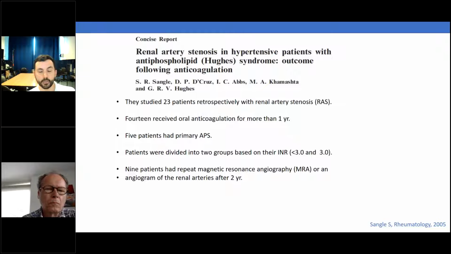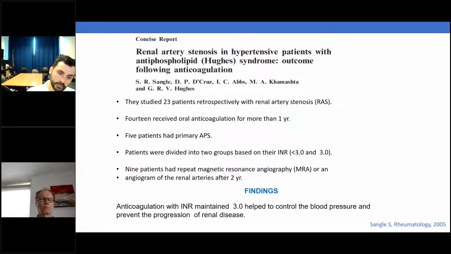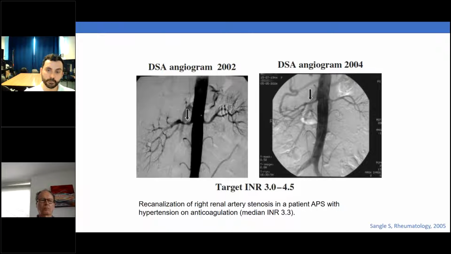Again, at that time, prospective data were still missing in this syndrome, and they retrospectively collected from the same group of patients those who received anticoagulation for at least 1 year. So data from the same group, and Shiri Sangol was the fellow leading the study at that time. They found that those patients in whom the anticoagulation was maintained with an INR around 3 were those in whom blood pressure control was achieved more easily. Again, this is anecdotal result. This was part of the historical data of this syndrome, but as a take-home message, this disease is rare, and renal artery, either stenosis or thrombosis, can affect any vessel in this context. And this is a picture taken from the studies, showing an angiogram in 2002 and 2004 with signs of recanalization.